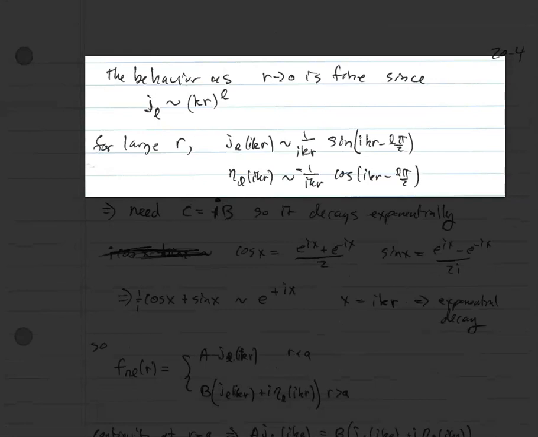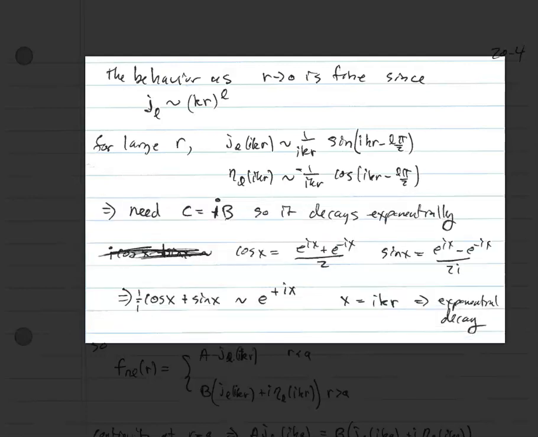As I had mentioned, the behavior is fine as r goes to 0 because j_l goes like kr to the lth power, and this solution has to go like r to the lth power as r goes to 0. But for large r, we're going to use the asymptotics of those spherical Bessel functions. j_l of ikr is going to go like 1 over ikr sine of (ikr minus l pi over 2), and eta_l of ikr is going to go like minus 1 over ikr cosine of (ikr minus l pi over 2). You notice those sines and cosines have imaginary arguments. That means they're actually hyperbolic sines and hyperbolic cosines.